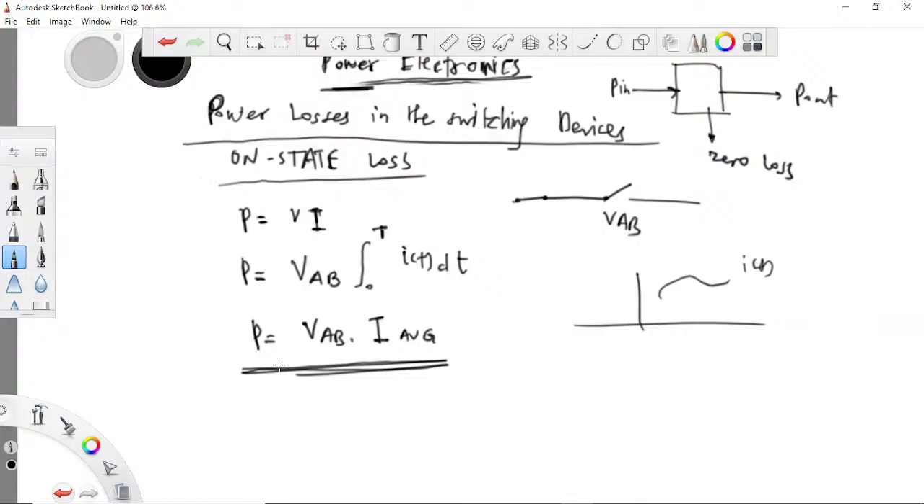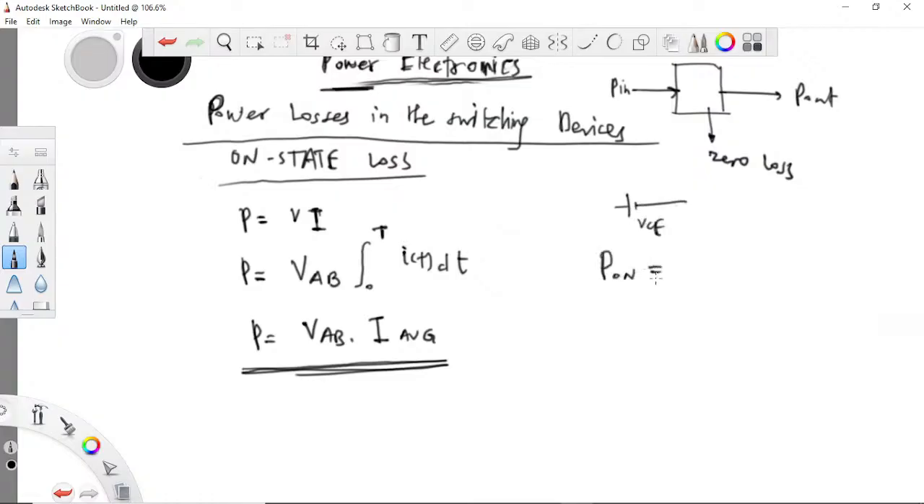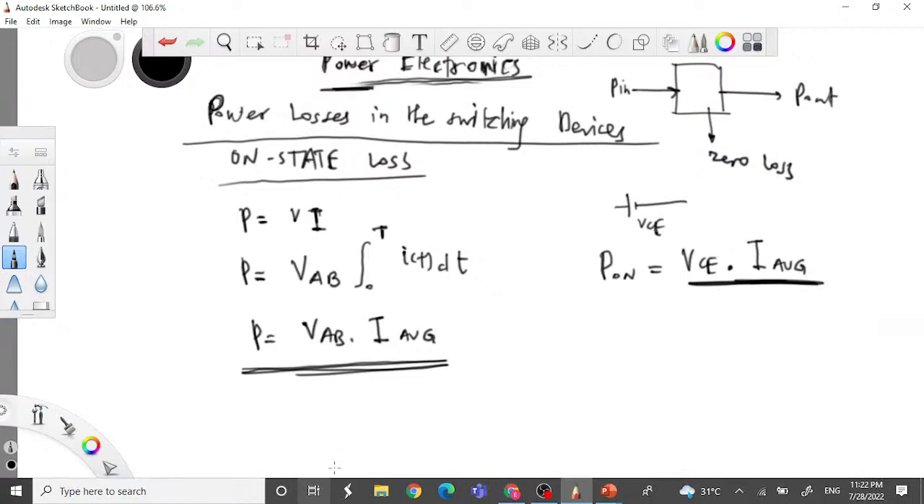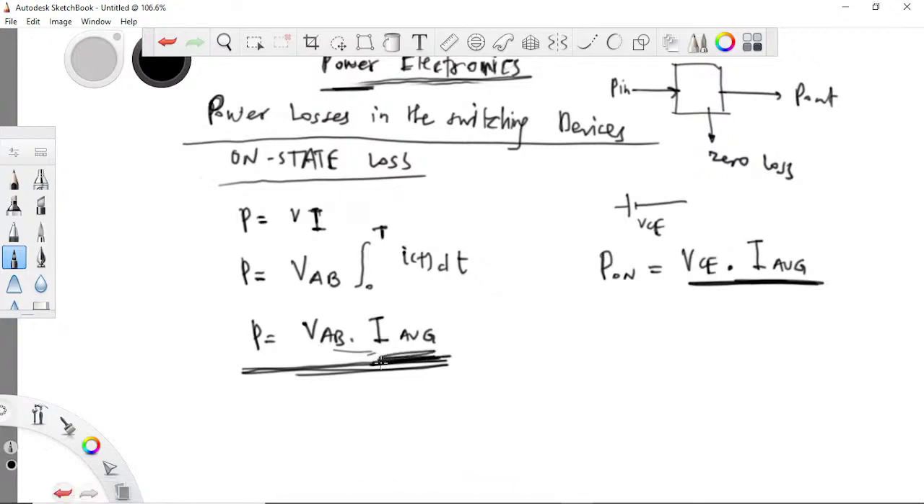What am I saying? We said that a transistor is modeled as a voltage source like this, with voltage VCE, which means that the on-state power loss in the transistor is given by the voltage across the transistor times the average current through the transistor. Very soon we'll see how to compute this average current. But just know that if the model is a voltage source model, then you multiply that voltage by the average current.